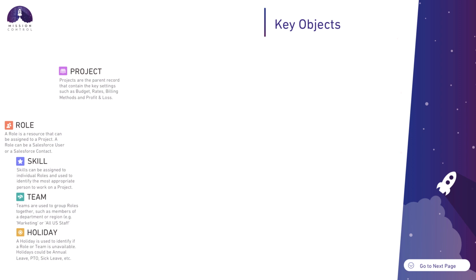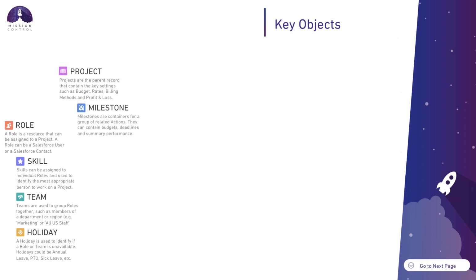So at the project level, we track things like the budget, we track two lots of financial rates, the billing rate and the cost rate. The billing rate is what we're charging our customer to do the work. The cost rate is what we're paying our team to do the work for us. By tracking both of those, we're obviously able to track the profit and loss of the project as well.